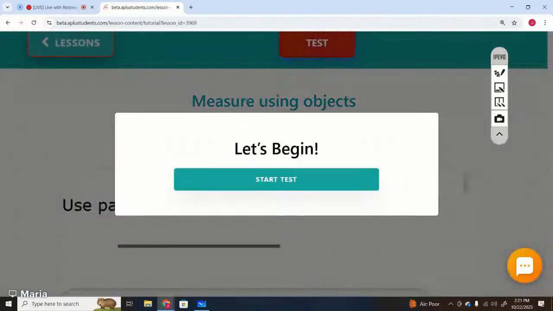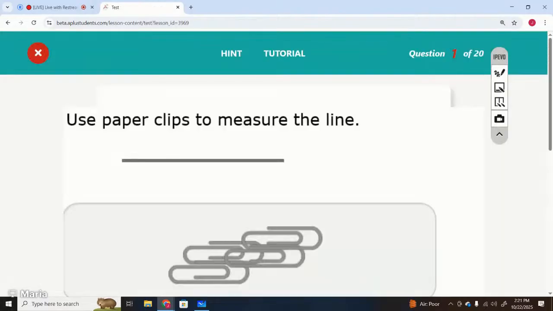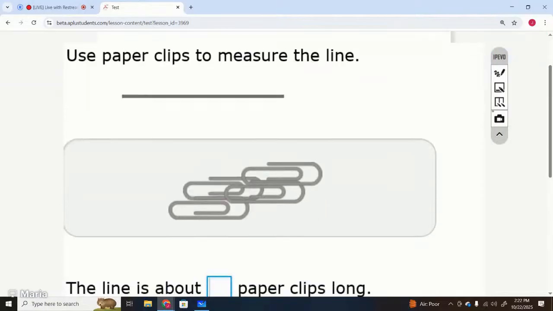Let's just start with the test questions. Use paper clips to measure the line. So you need to arrange the paper clips from the left end to the right end along the line, and then we have to measure the length.